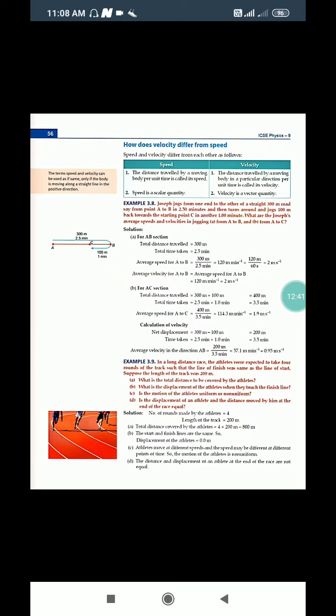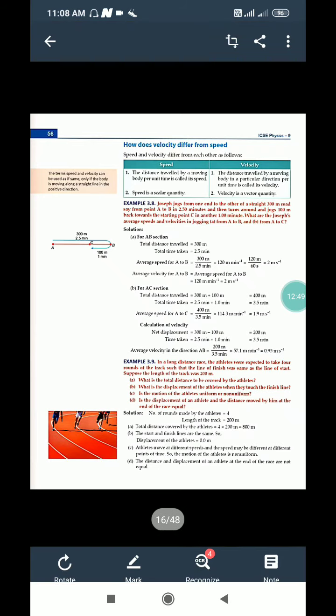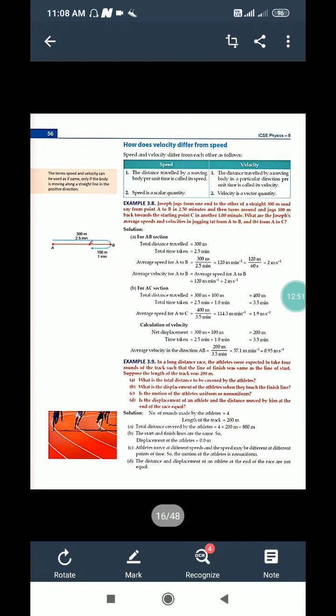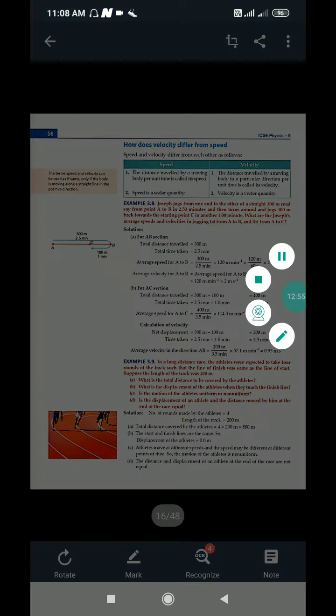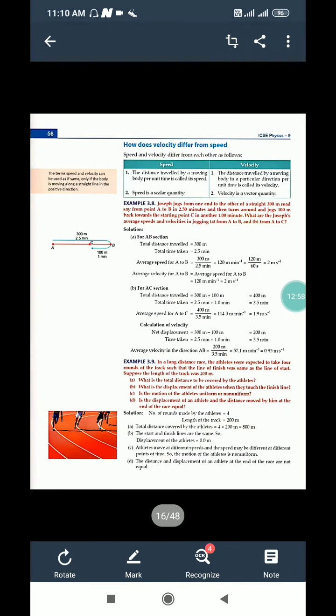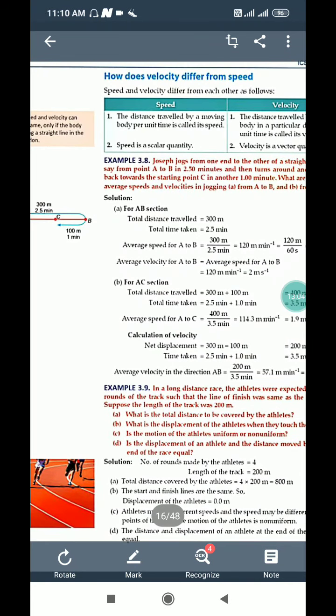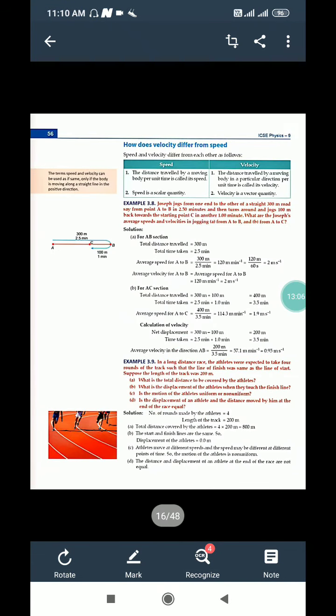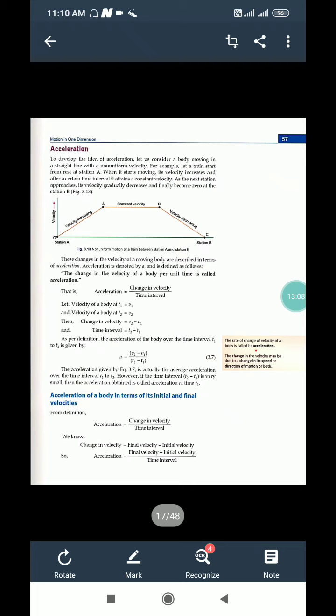Now in speed, after one round in a circular path, the average speed is not 0. But after completing each round in a circular path, the average velocity is 0. As we have completed speed and velocity, there are some examples, that means some numericals, given. You have to practice them at your home.